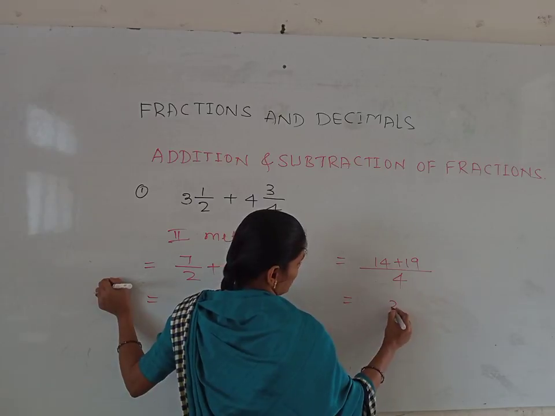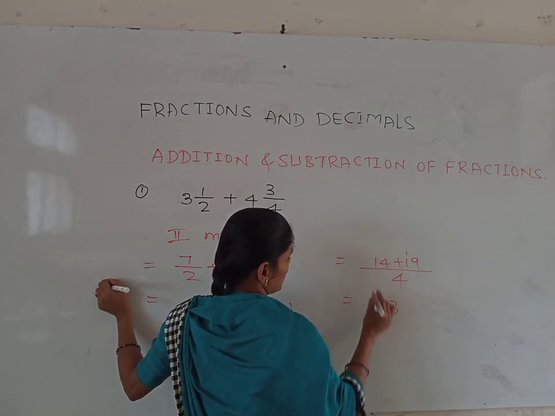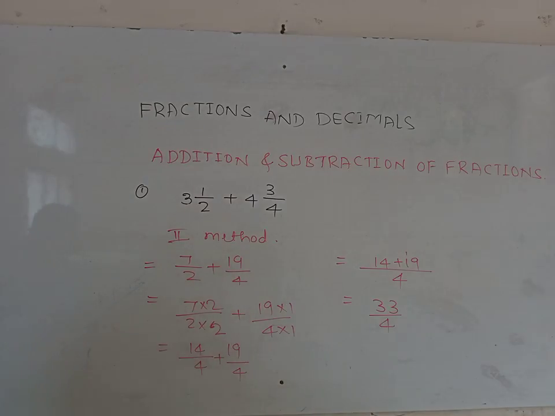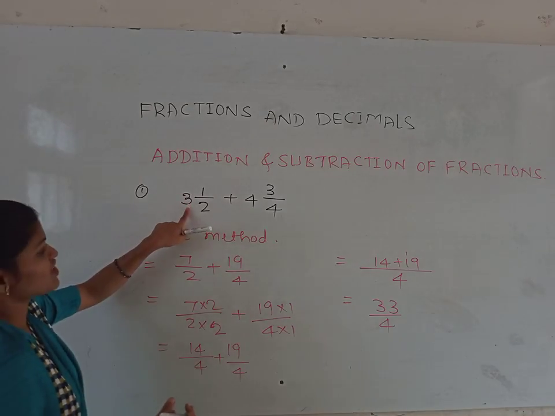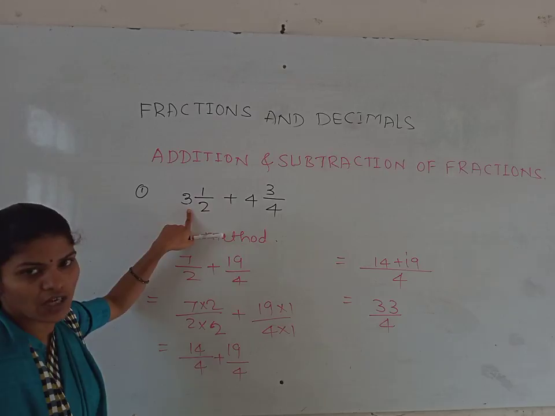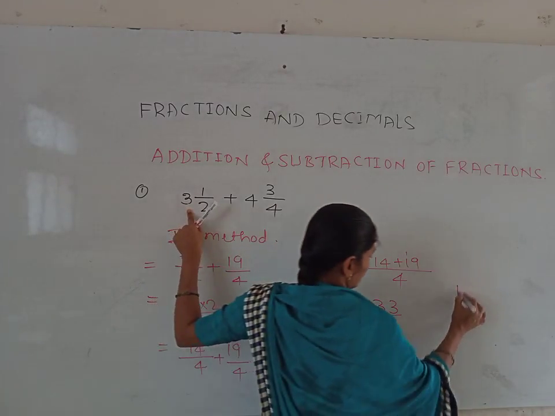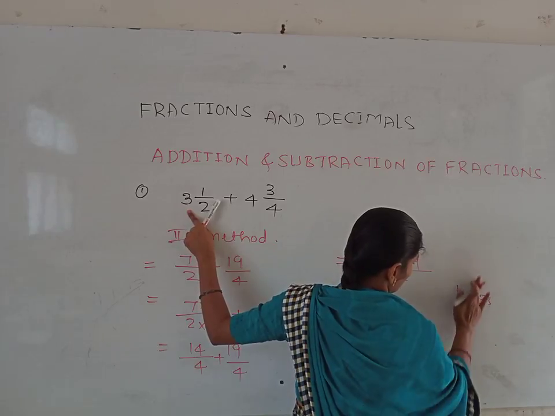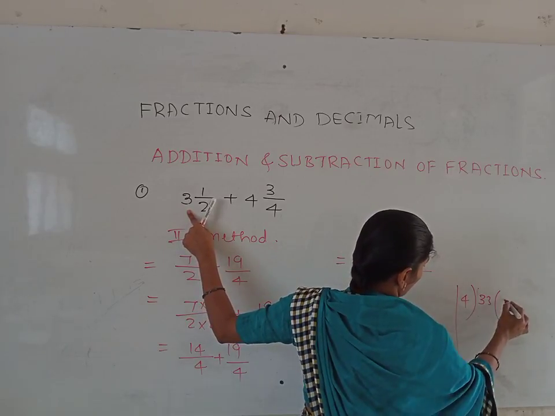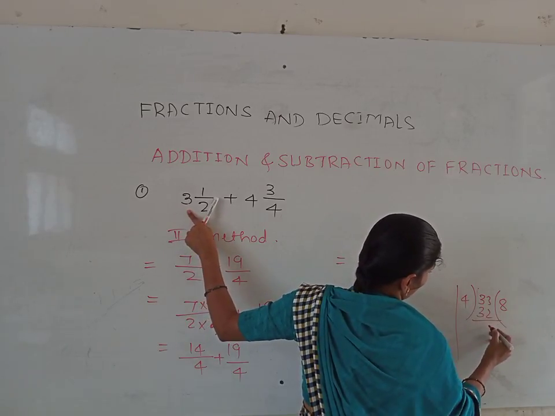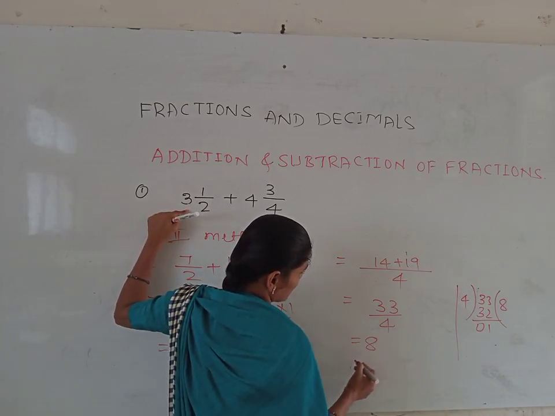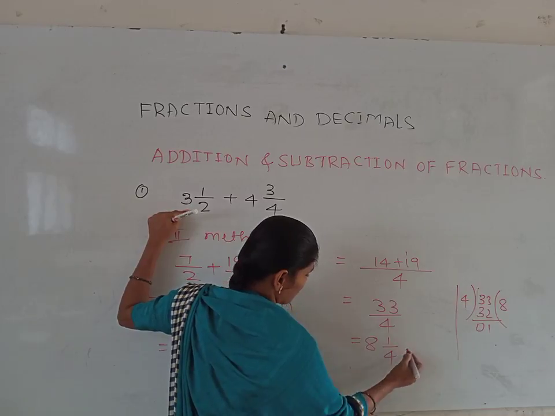9 plus 4, 13. 33 by 4. Now we have to convert this improper fraction to mixed fraction form. Original form we have to keep. So you can convert 33 divided by 4. 4 8s are 32. Remainder is 1. So you can write it as 8 integer 1 by 4 is the answer.